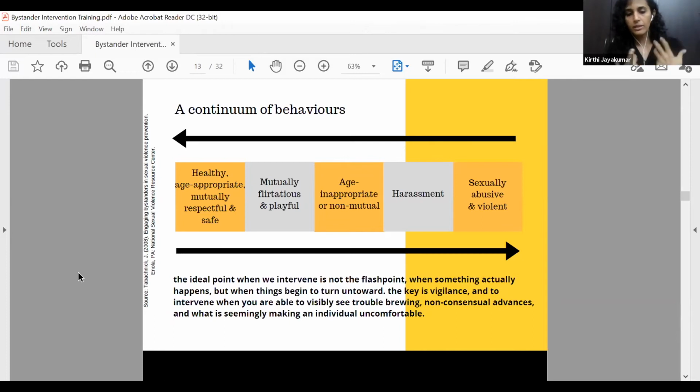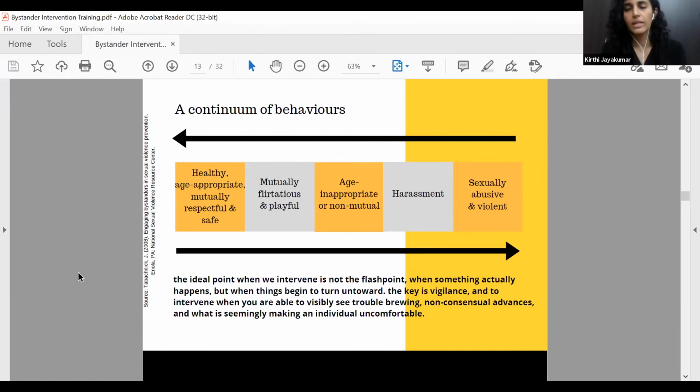Now, the continuum of behaviors asks for you to tap into what human behavior manifests as. How would you feel in a situation that makes you uncomfortable? And how is that going to manifest for you? So can you look at those signs manifesting in another person in your presence? Can you try to identify ways for those signs to be detected early on for you to respond? So the ideal point to intervene is not the flashpoint. You don't wait for the flashpoint to arrive. You don't wait for that escalation of violence or for the show of violence.